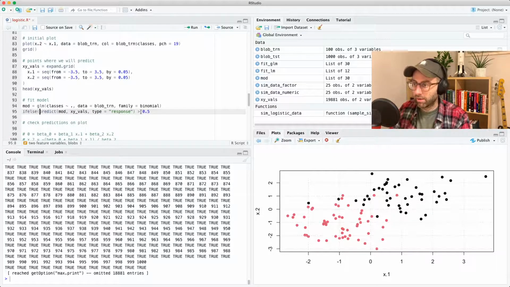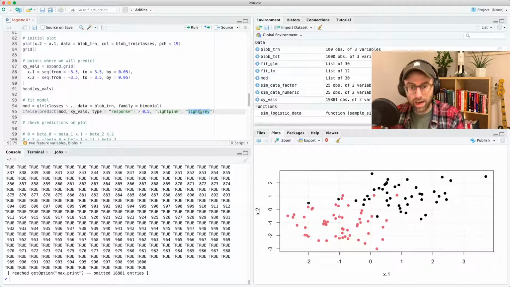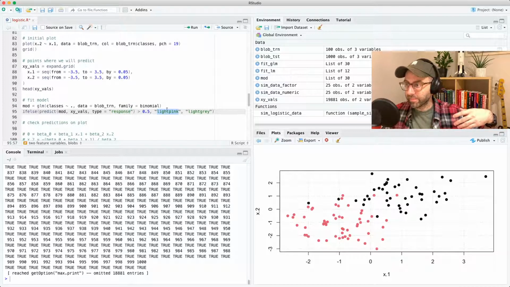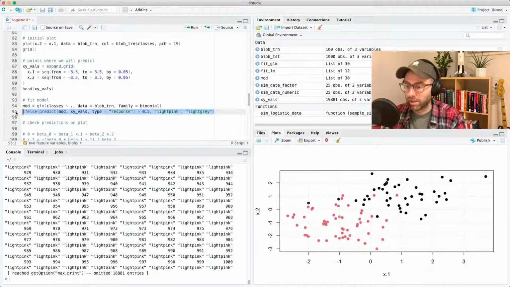So I'm going to do ifelse. Should be red, and if not, black. Except those should be 1s and 2s, but I'm using colors. And for the sake of the plot that I'm about to make, I'm going to make this light pink and this light gray. Gray, black, that's these points over here, or that class. Light pink, red, that's these points over here. So if the predicted probability that y is the second class, the reds, make it light pink, if not light gray. Okay, so that's that.